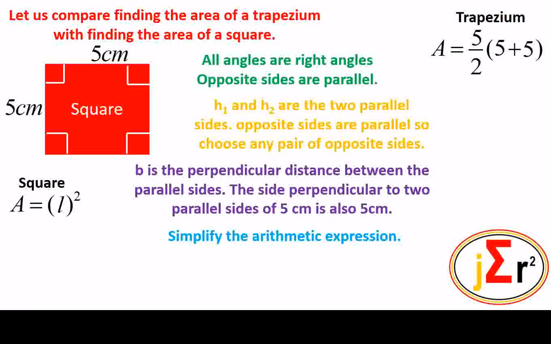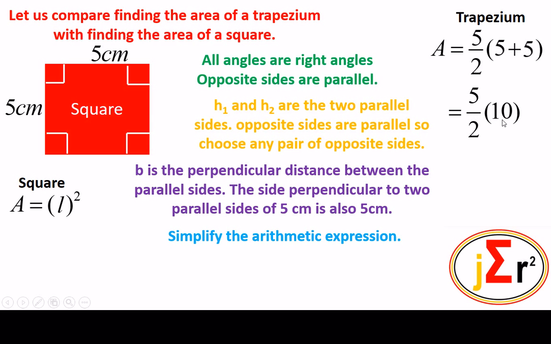All that we need to do is simplify the arithmetic expression. And we did that by taking the first step of adding these two. 5 plus 5, that's 10. The 5 over 2 is retained. Next, we will simplify by a common factor of 2. 2 into 2 is 1, and 2 into 10 is 5. Next, it is 5 times 5, and that will give us 25 square centimeters, or centimeters squared.